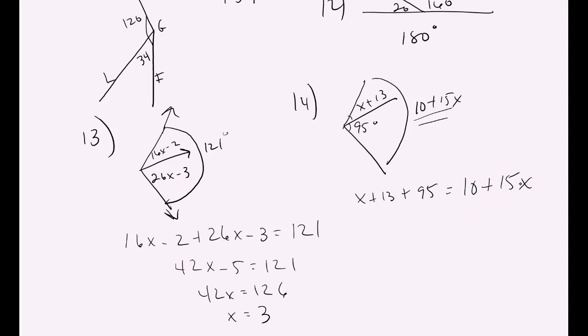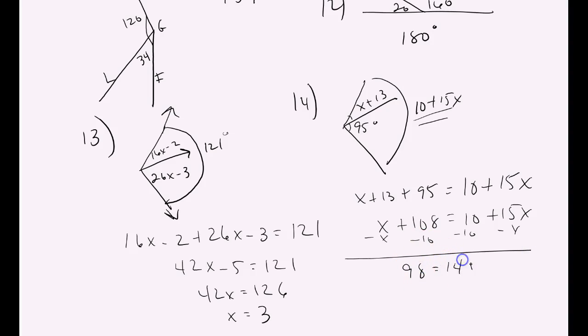So this one might be a little harder to solve, but this is all you're doing. So I'm going to go ahead and combine these on this side. So I'm going to get a 108. And I'm going to go ahead and move this x to the other side, and I'm going to move this 10 to the other side. So I'm going to have 98 equals 14x. And once again, does 14 go into 98? 7 times maybe? Yep, 7 times. So x is 7 on that one.